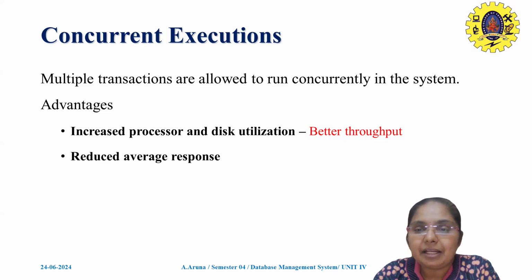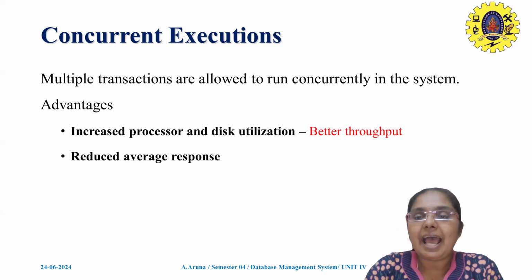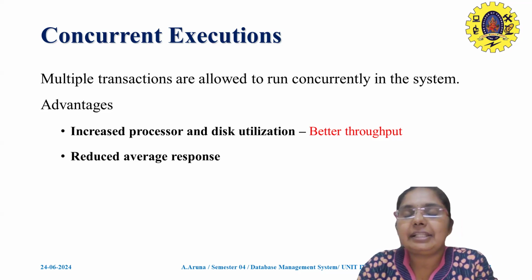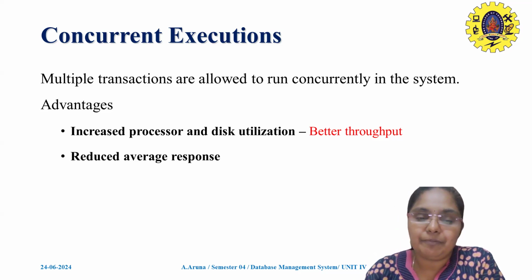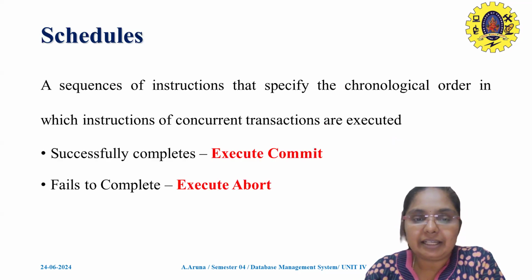Average response time is the time taken to complete the schedule or a transaction. For example, if a schedule contains 10 transactions, the time for those 10 transactions is called the average response time. For these two things only, we go for concurrent execution. Through that, processor and disk utilization is increased. The second thing is we reduce the average response time of a transaction or a schedule. This concept we call concurrent execution.